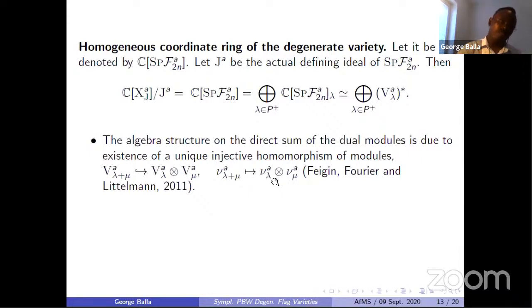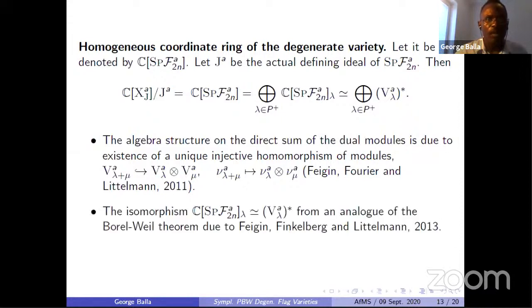So when we take the dual on each side, the dual of V_{lambda+mu}^A and the dual of V_lambda^A tensor V_mu^A, then we have a surjection going backwards. This surjection gives the multiplication on this direct sum, hence making it into an algebra. And this was proved by Feigin, Fourier, and Littelmann in 2011.